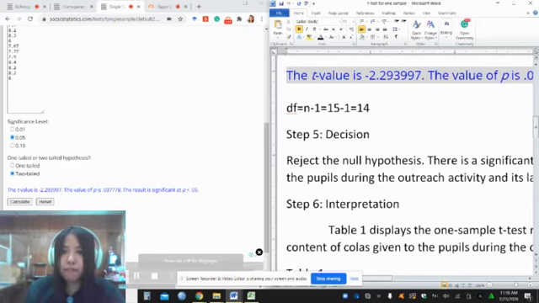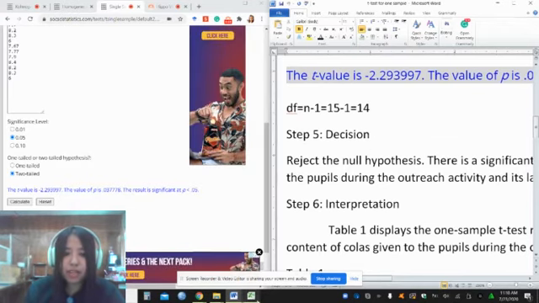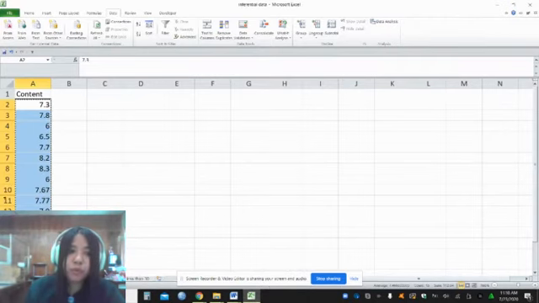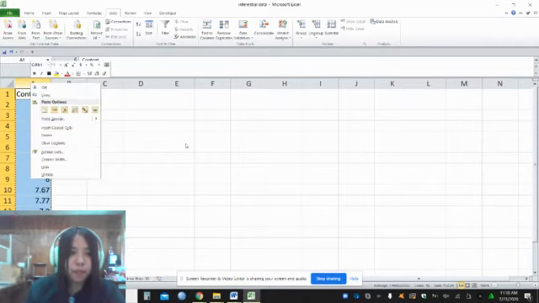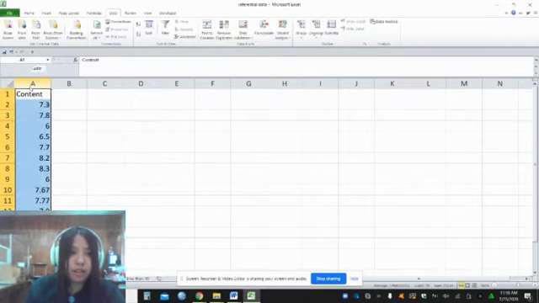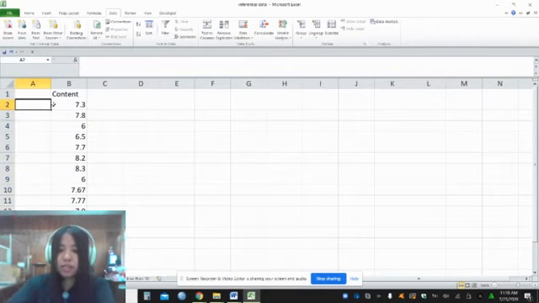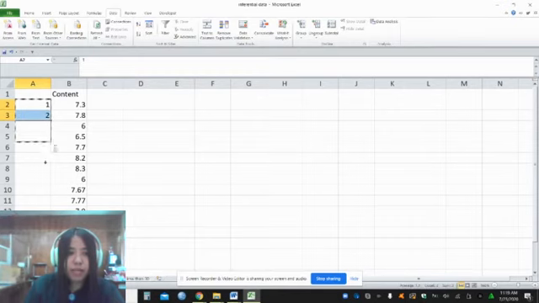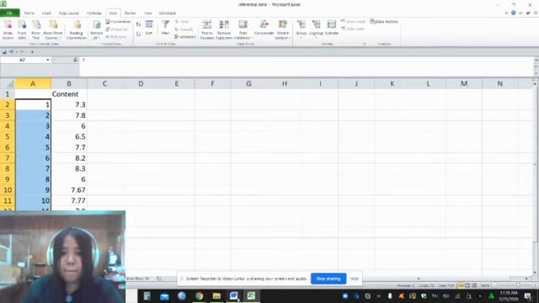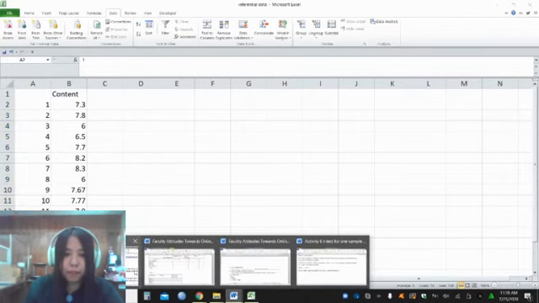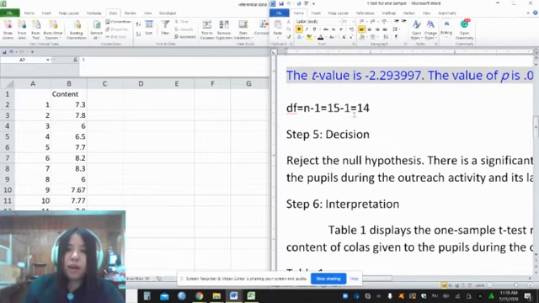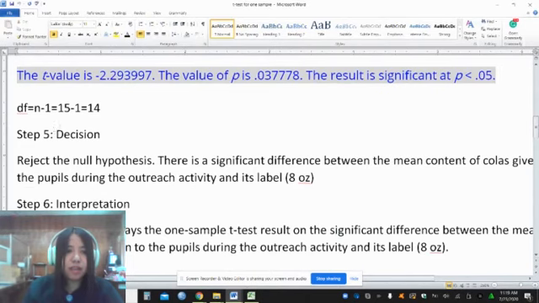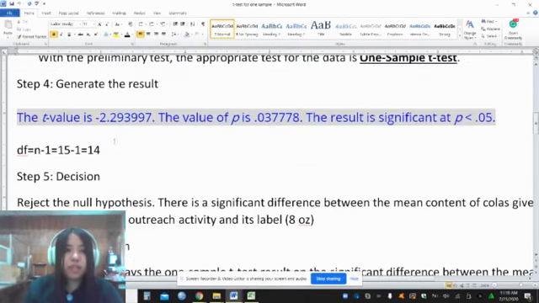For the degree of freedom for this example, because our data set is 15, this is respondent 1 to respondent 15. So our n is 15. Just deduct 1, that is your degree of freedom. So the degree of freedom is 14. So what is the decision?